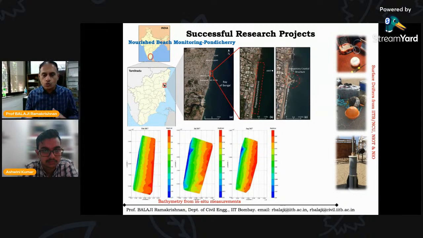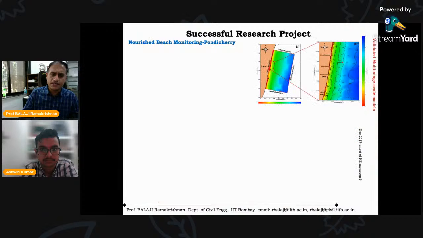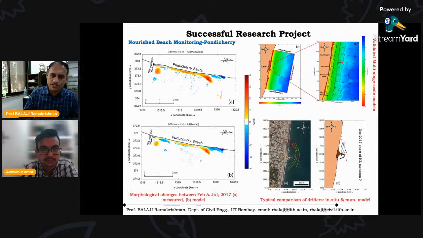So this study was to understand how the engineering infrastructure is going to change the local nearshore dynamics. So we deployed equipment in different seasons, and even during the construction of the infrastructure as well, we tried to map through mathematical modeling and so on. So this is an exciting experiment. We have done it very successfully.